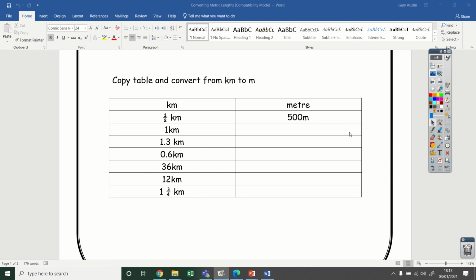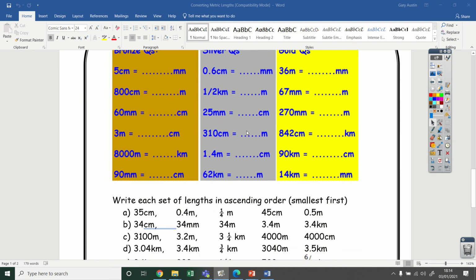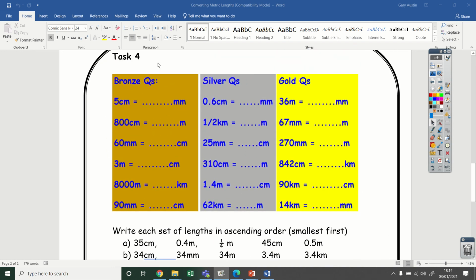Then on the other side, there are some that mix and match between all the different units that we've used. So you've got bronze, silver, gold questions. How many are in each one? 1, 2, 3, 4, 5, 6. Okay, so can I suggest that you do 4 questions from each column? So that means you're going to do 4 bronze questions, 4 silver and 4 gold. And then you've got units on the number that you've got, and you're converting that into meters. I'm going to do the first ones for you, and then you pick any 4 from the remaining ones.